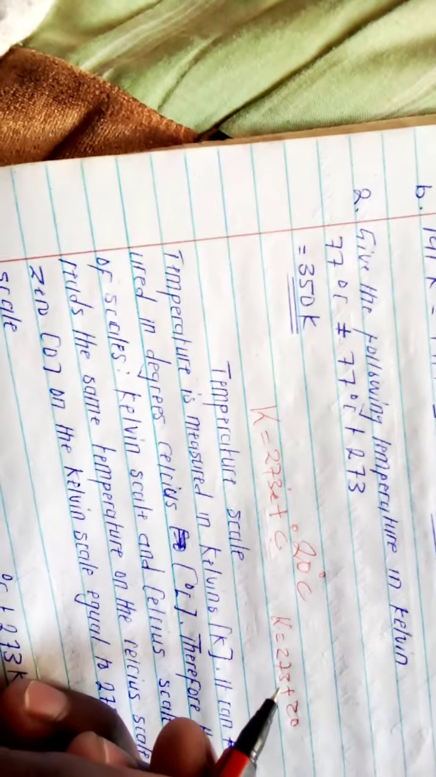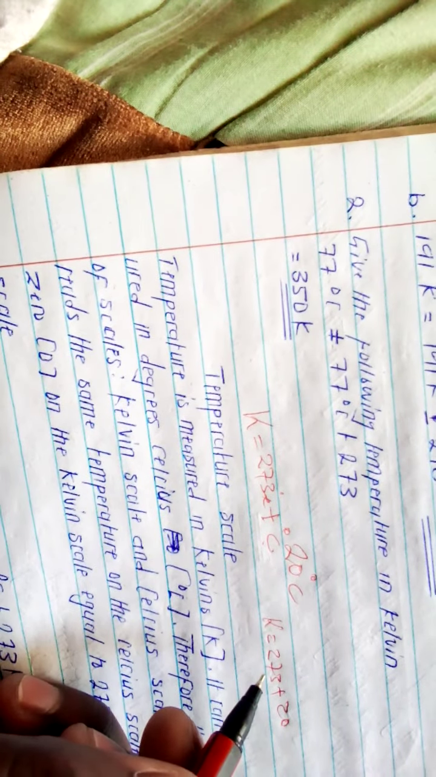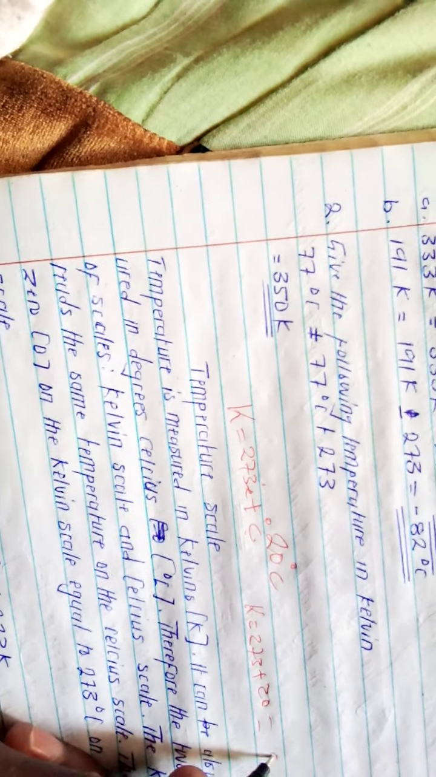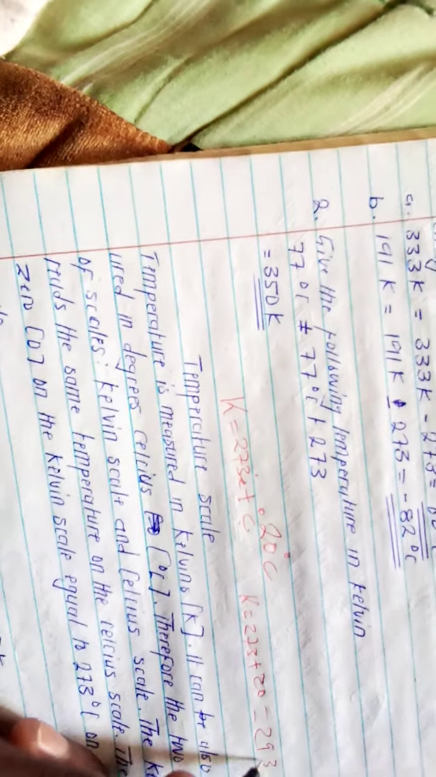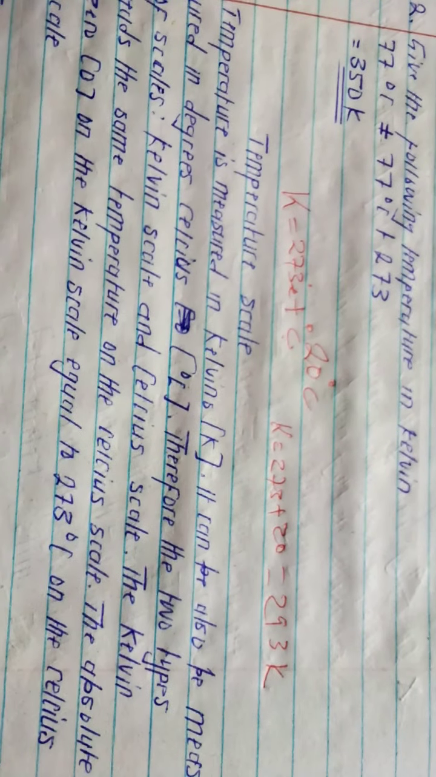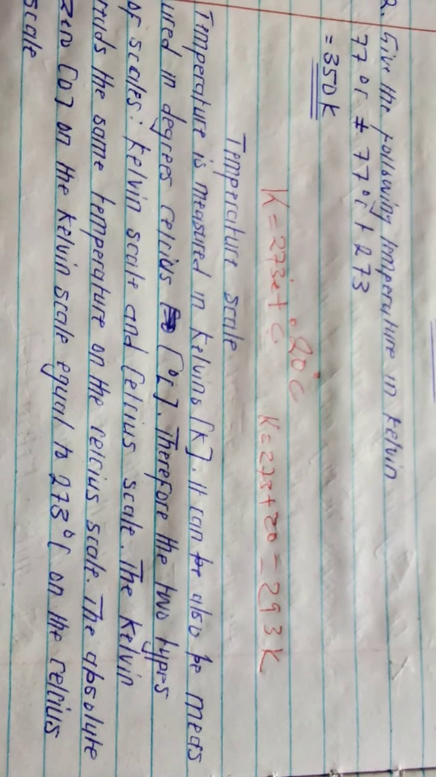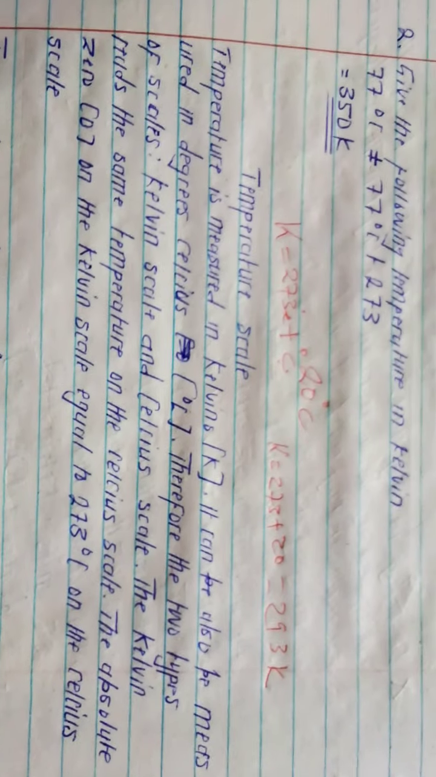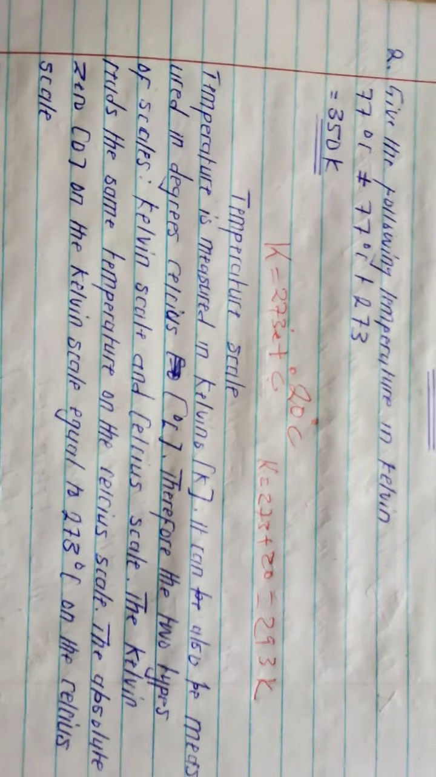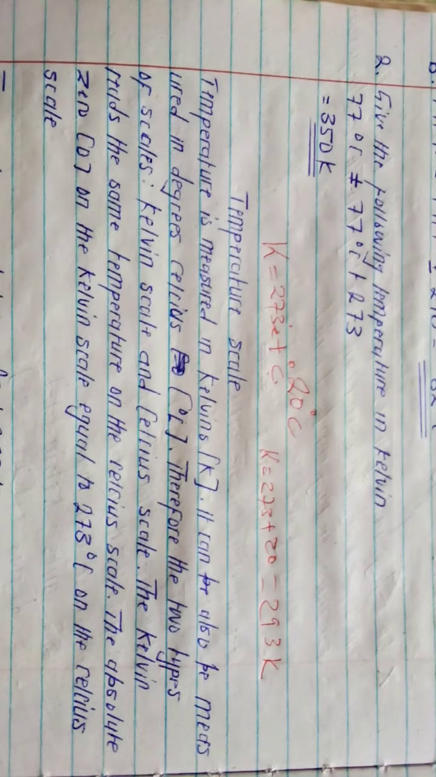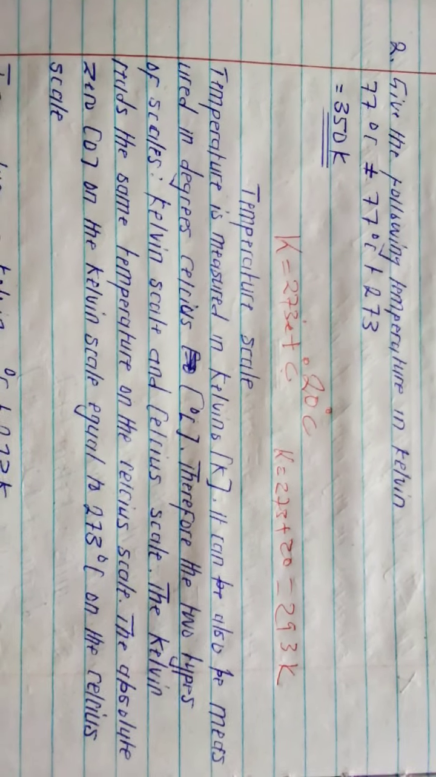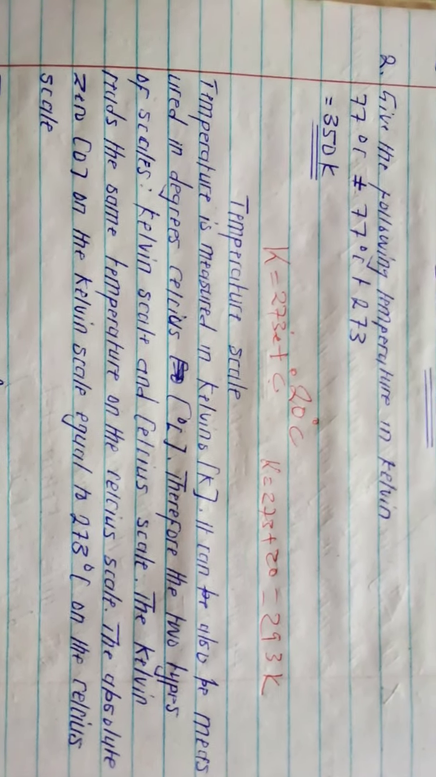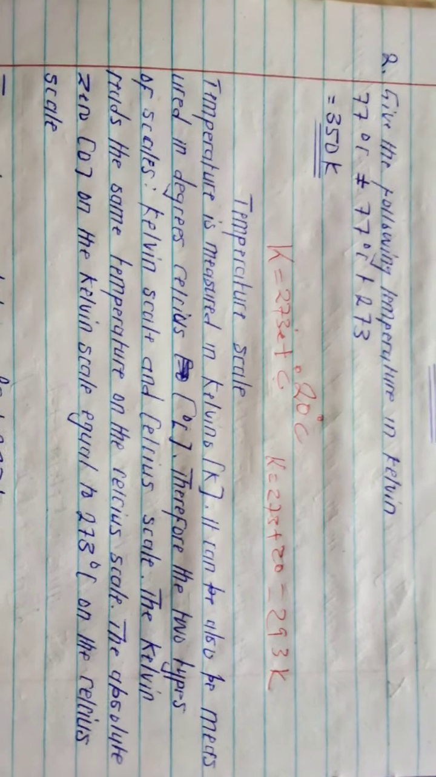And what do we get? We get 293 Kelvin. So that's a common formula that should be used when converting degrees Celsius to Kelvin. Okay, so the next lesson we want to look at the thermometers. In the next lesson we'll talk about these thermometers.